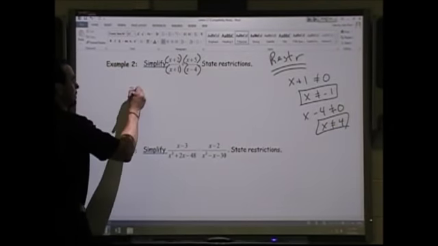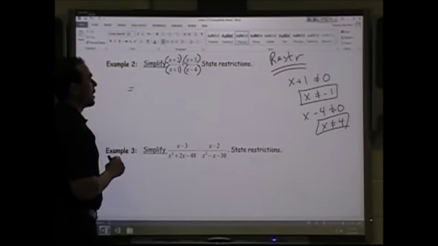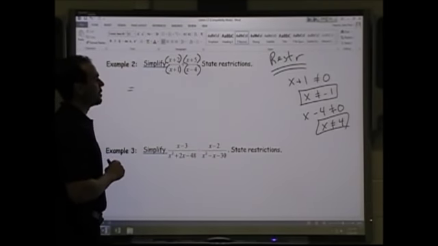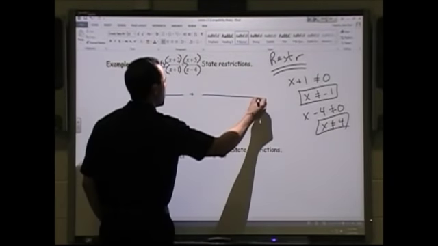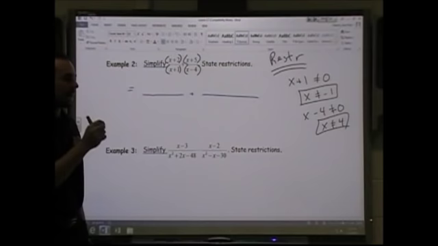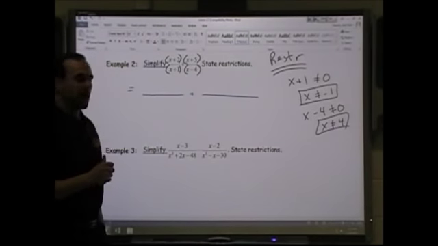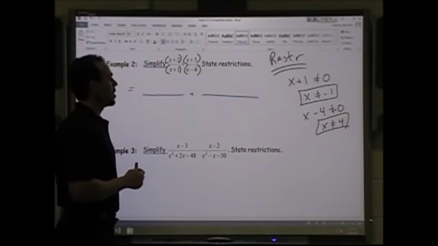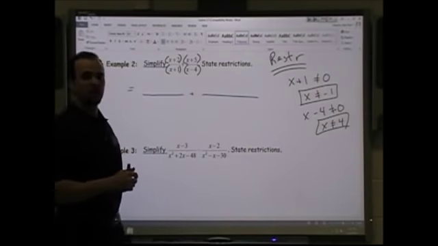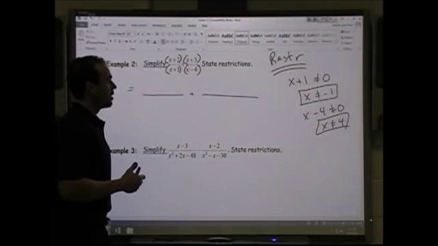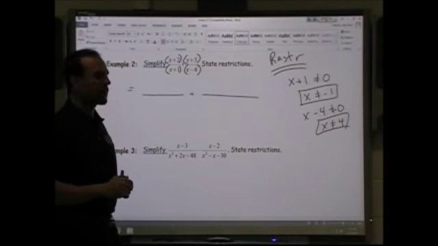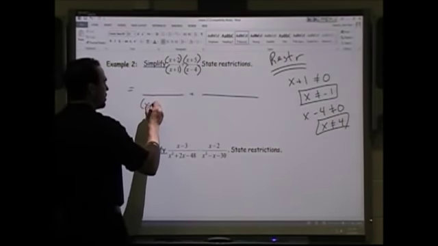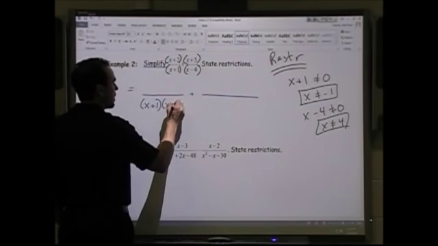But anyways, now if I want to add these two things together, I have to come up with a common denominator, because the denominator here is x plus 1 in brackets, the denominator here is x minus 4 in brackets. So what is a common denominator between these two things? Well, the easiest way to find one is multiply the two things together. The common denominator is x plus 1 times x minus 4.